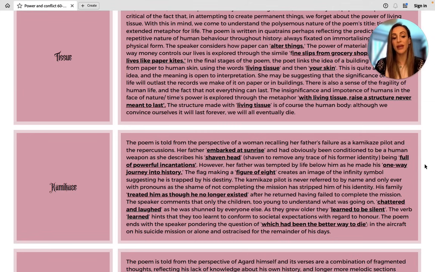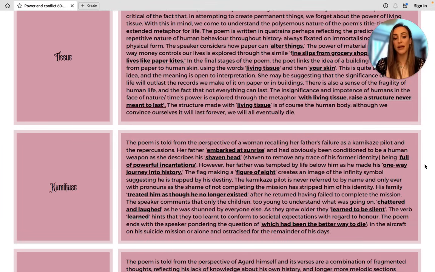The flag making a figure of 8 creates an image of the infinity symbol, suggesting he is trapped by his destiny. The kamikaze pilot is never referred to by name and only ever with pronouns, as the shame of not completing the mission has stripped him of his identity further. His family treated him as though he no longer existed after he returned, having failed to complete the mission.